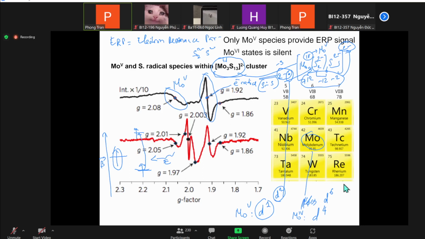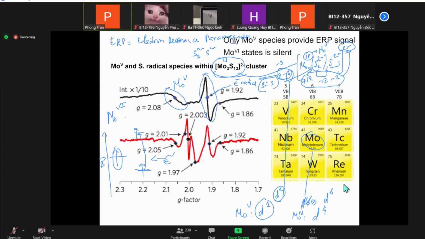Paramagnetic. Okay. So later you will have a concept of paramagnetic, that means it responds to the external magnetic field you apply, or diamagnetic, that means it will not respond to anything. So in the same thing, if you ask whether inside the cluster you will have a molybdenum 6.